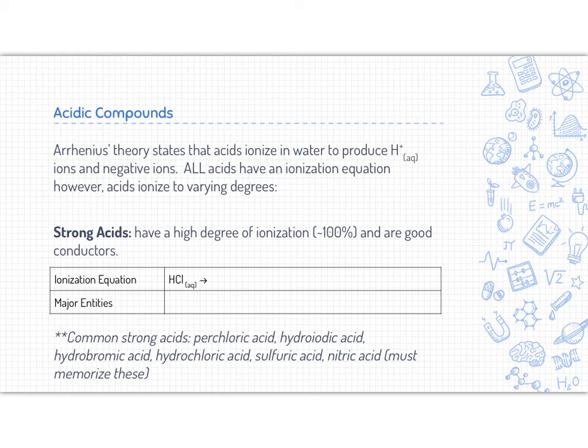Acidic compounds. Arrhenius says that all acids ionize, which is a fancy word for dissociate, in water to produce H plus ions and negative ions. We use the word ionize because technically acids look molecular, like HBr. These are both nonmetals, so it should be a molecular compound. So ionize just means dissociate, but for acids. All acids have an ionization equation.